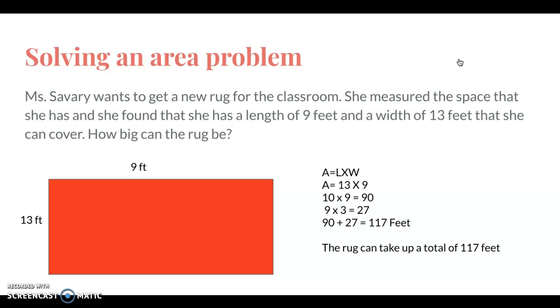I'm going to use the formula for area, which is length times width. Below, I use the expanded method, which is something that we've been practicing last week. So it's a great strategy for you to use because we will be familiar with it. In this case, I break up 13 into 10 times 9 equals 90, and 9 times 3 equals 27. I add both of those together, and I get 117 feet. The area can take up a total of 117 feet. Don't forget to label your units at the end of your answer.